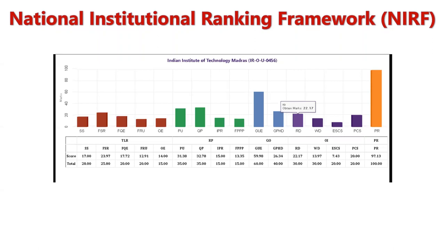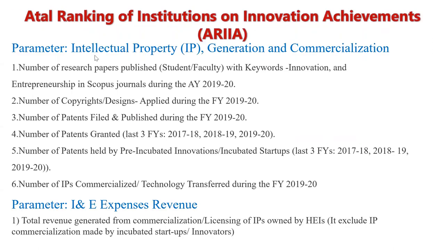Ranking also assesses the institution based on their patents: how many patents they filed, how many copyrights they have, and how many design patents they have. So all these parameters, like I'm showing in number 2 and number 3, show for the particular institution how many patents they filed, how many patents they published, how many patents were granted. They are asking for 3-year data. So that is why how many patents a particular institution is filing is important.